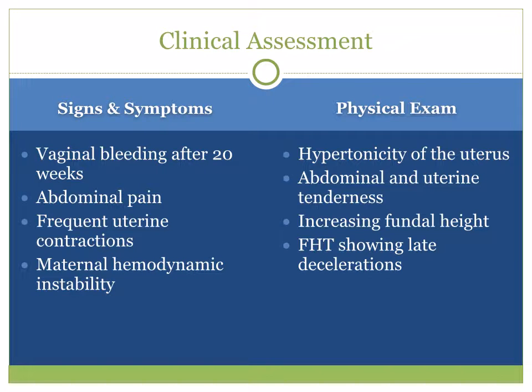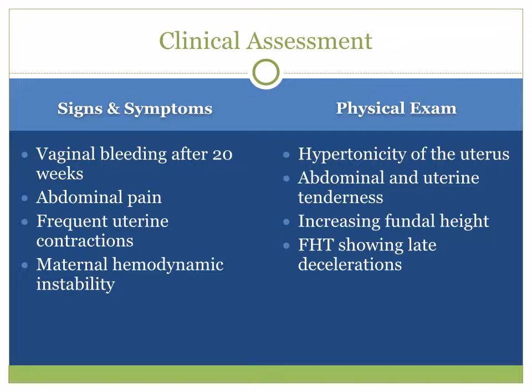The clinical presentation for placental abruption is highly variable, but the most common presentation is vaginal bleeding after 20 weeks of gestation. So, anytime you have a patient coming in with vaginal bleeding after 20 weeks, placental abruption always should be high on your differential. Other signs and symptoms could be abdominal pain, frequent uterine contractions, and then maternal hemodynamic instability.